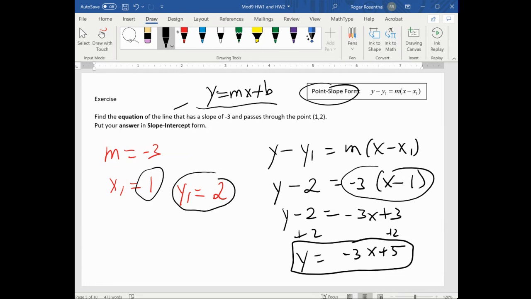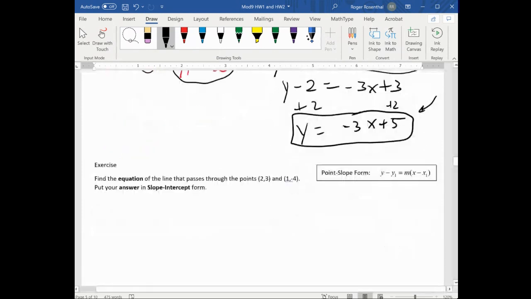Now, remember what I told you earlier. What does it mean for this to be the equation of that line? It means every single point on the line must make that equation true. And if you plug in 1 for x, and if you plug in 2 for y, you'll see that point does make it true. That is the equation. Now, in this case, since we know it has a slope of -3, our answer better have a slope of -3, and it certainly does.